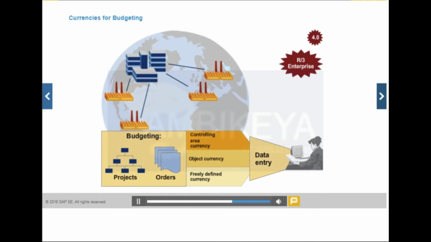You must specify in the budget profile of the order type or the project profile the currency in which the budget items for the order or the project are to be entered. Availability control function is executed in the object currency. This eliminates exchange rate fluctuations.